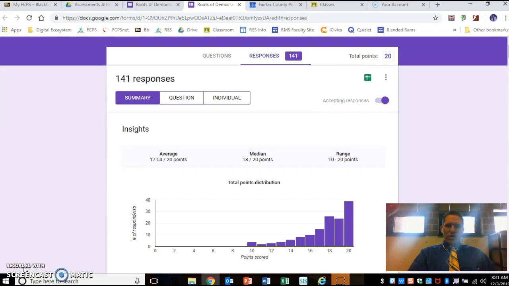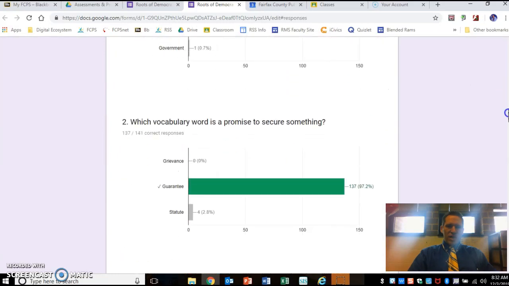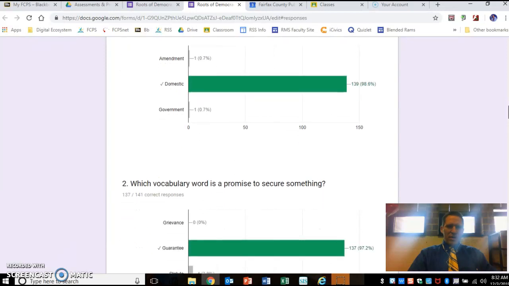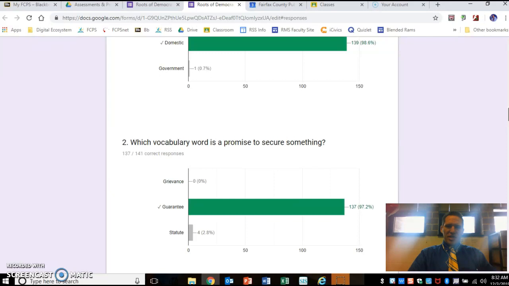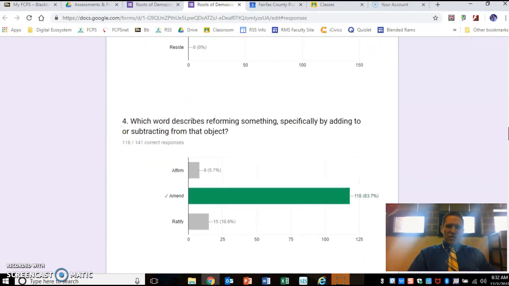Okay, so looking at the average, 141 responses, there's still a few people who haven't taken it, but here we go. Pretty good, pretty solid. A couple questions that were tougher ones. Let's look at. Okay, number one, you guys did really well with most of the vocab questions. You can see 98% got number one, 97% number two, and so on.